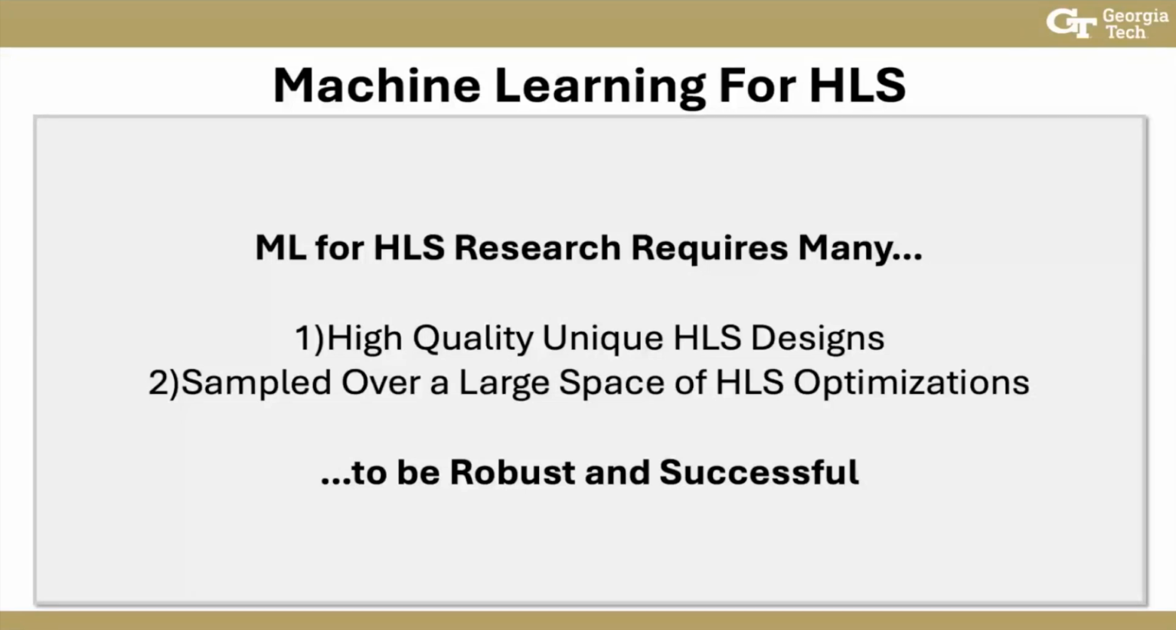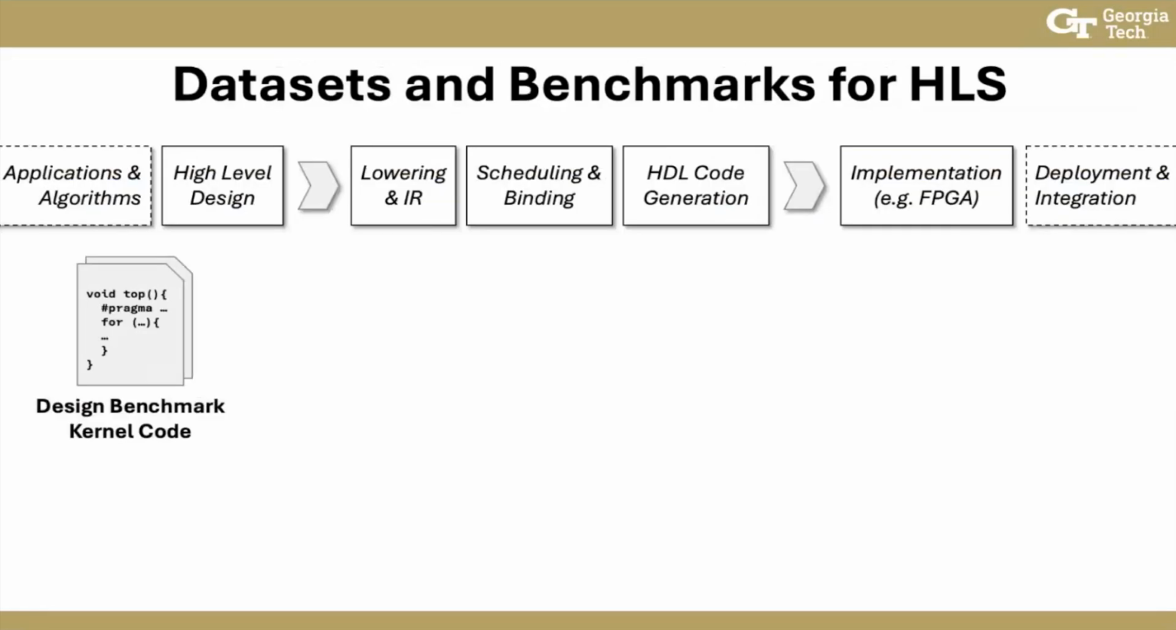And then you want to sample those designs over a large space of HLS optimizations. So for a given design, we also still want to have many variations of that design by trying a lot of different compiler optimizations over that one design. So we need both of those in order to train ML models for HLS that are robust and successful. And so what kind of data comes out of an HLS tool with a given design?